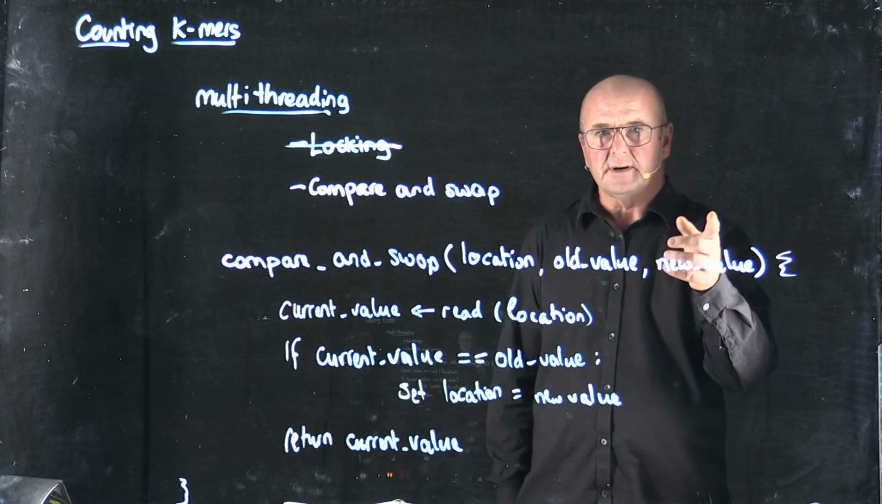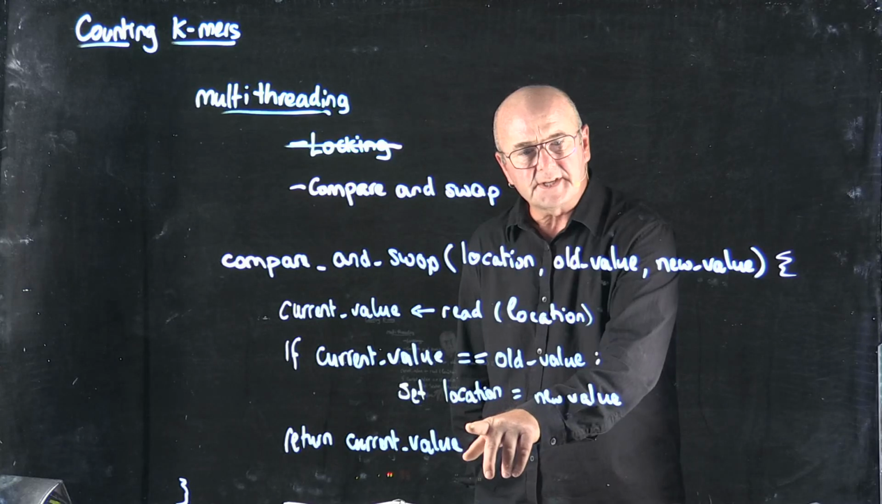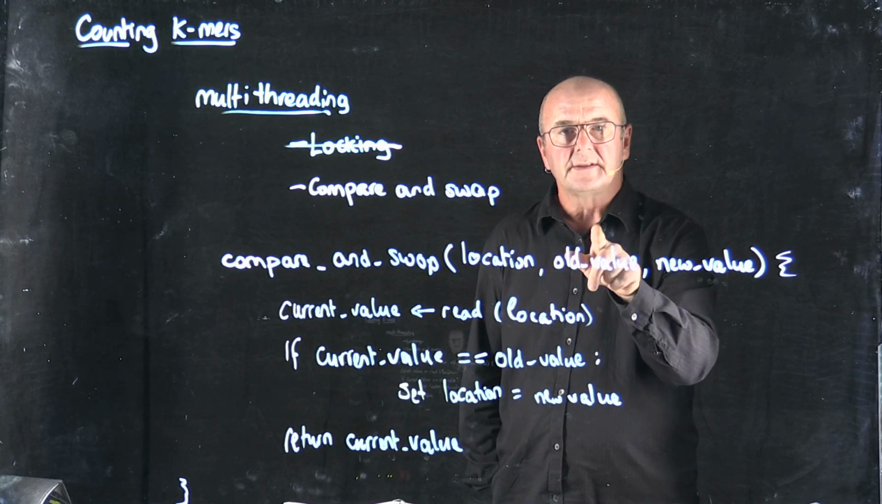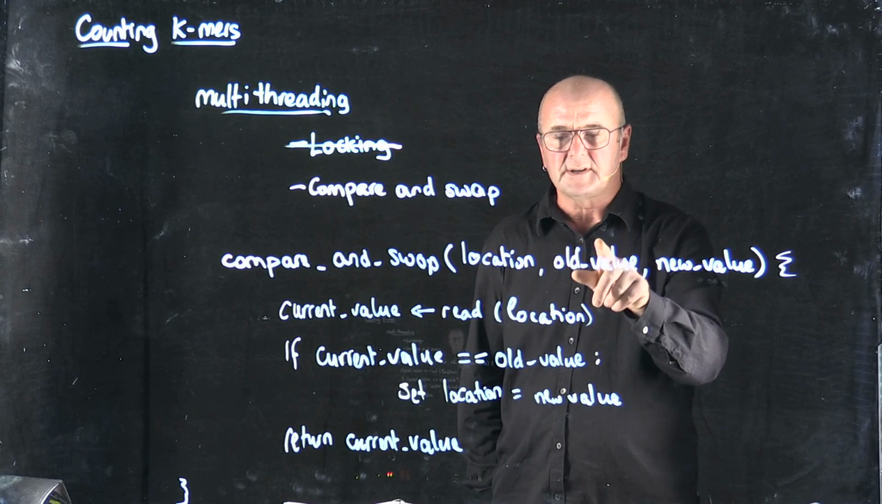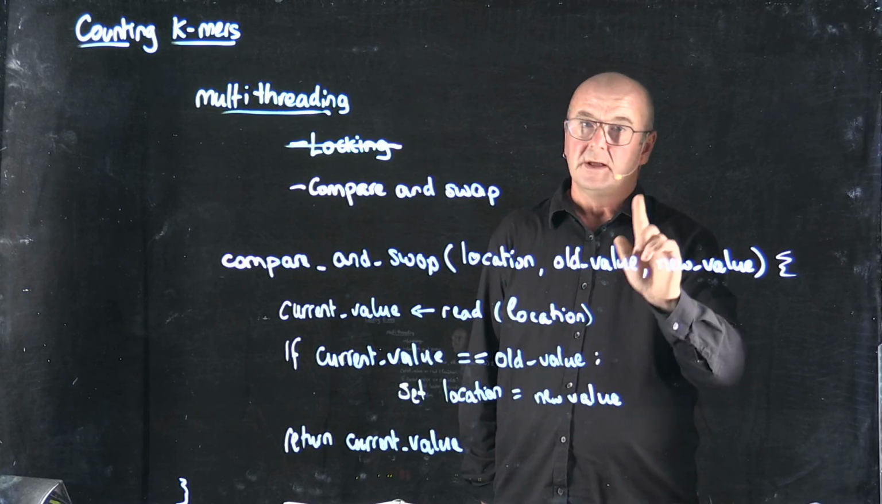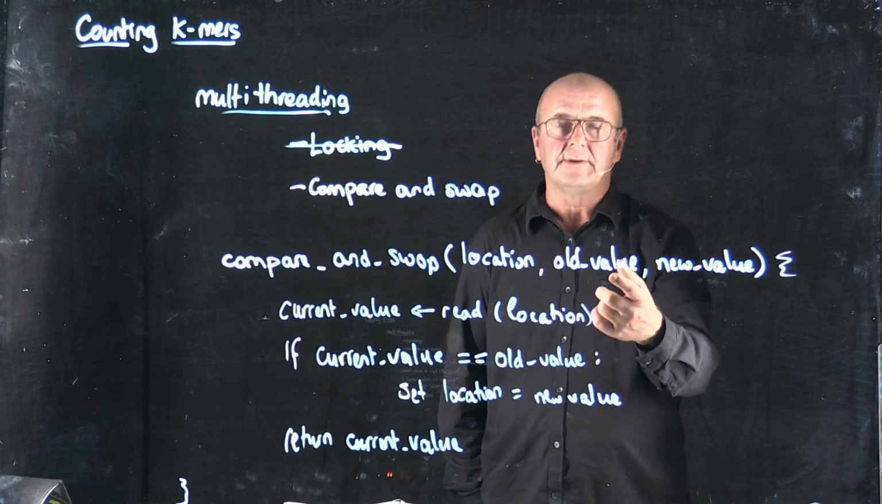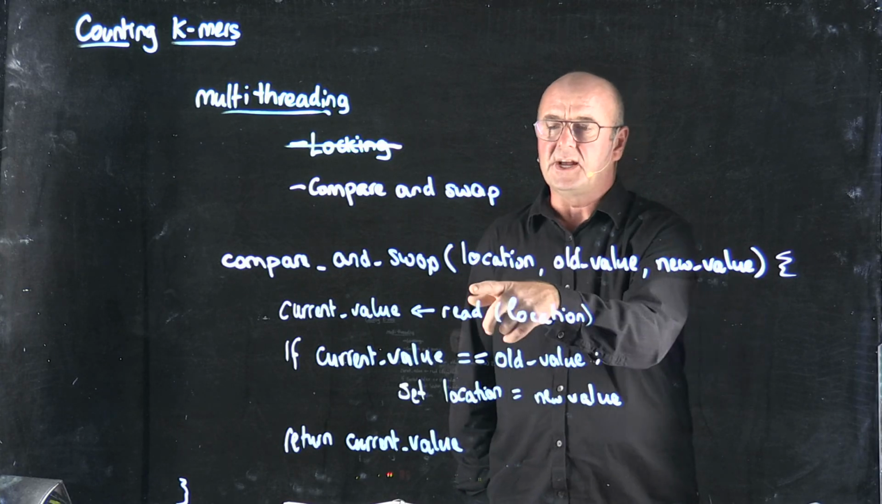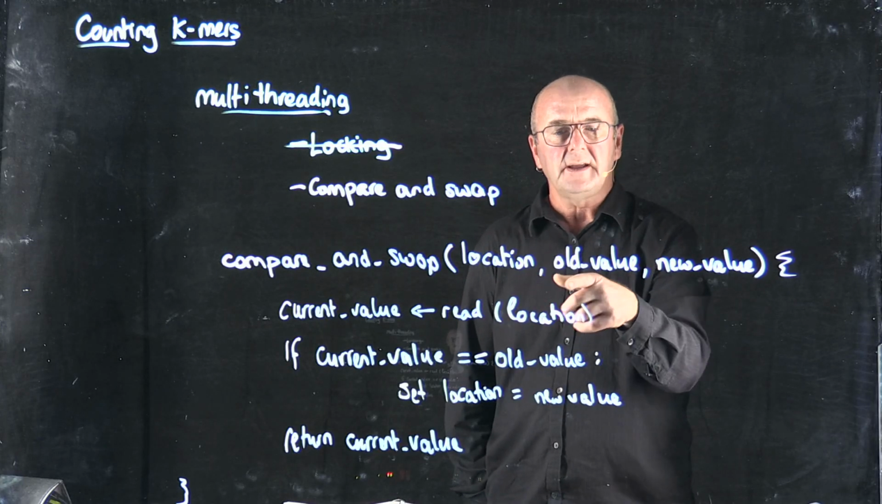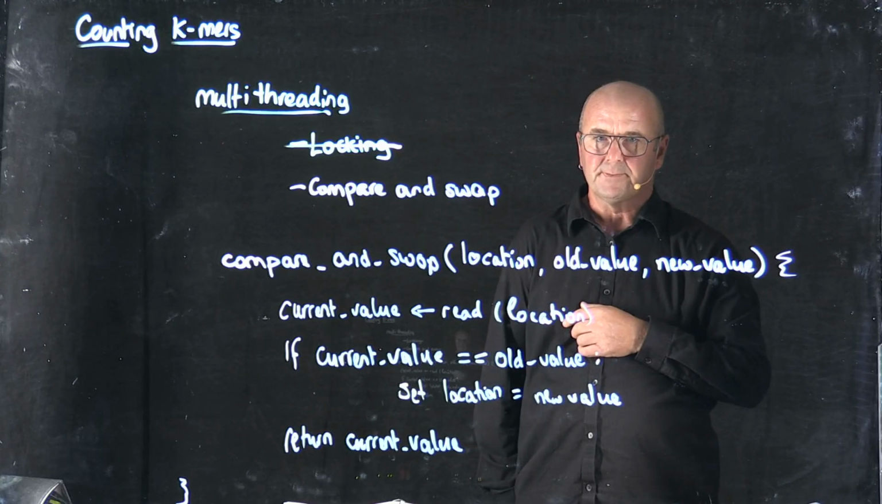Now it's up to your code to check the current value that's returned and say, is the current value the same as what I thought it was? If it was, then I know that compare and swap has placed my new value in the location. If it's not the same, then I need to increment my old value and update it and try again. And I need to keep trying until the value that's returned is what I think old value is.